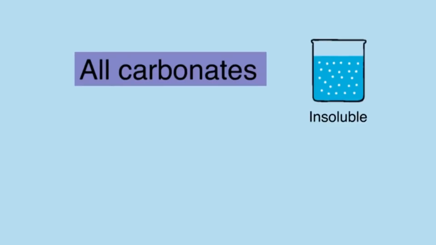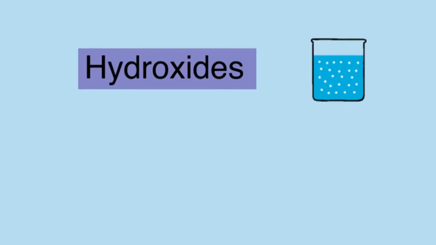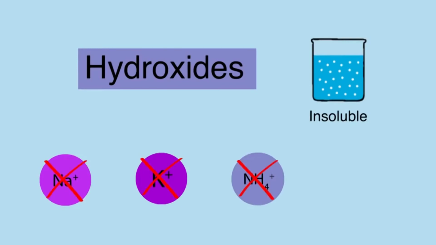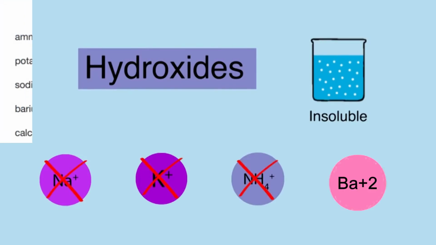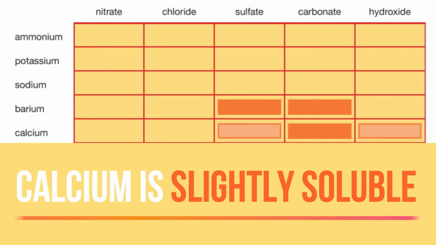Carbonates, however, are almost always insoluble, except for when with ammonium, potassium, or sodium. And lastly, all hydroxides are insoluble except for ammonium, potassium, sodium, and barium. Calcium, on the other hand, is almost soluble, so just slightly.